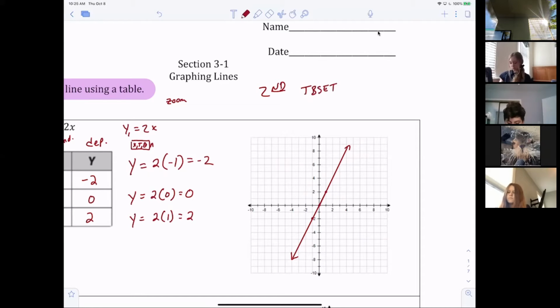After you change second table set, you went down to independent. Now go back to table, second table, and there should be nothing in there. Now, if you have numbers in there, just delete them out. I want it all blank.